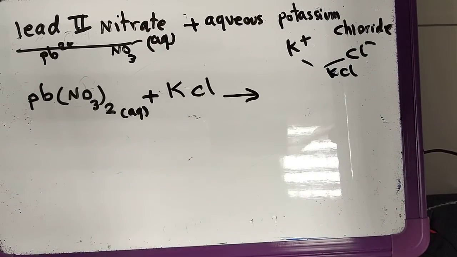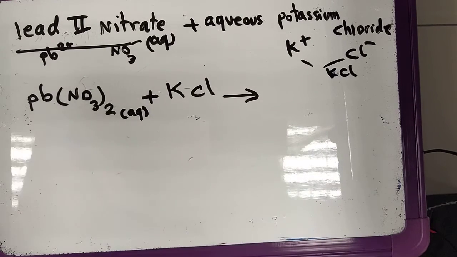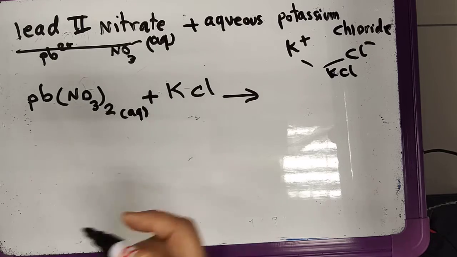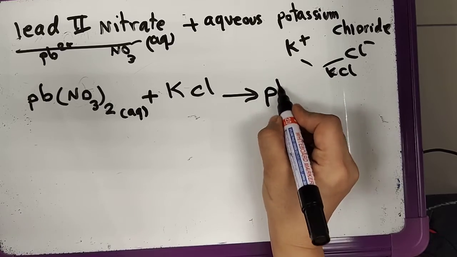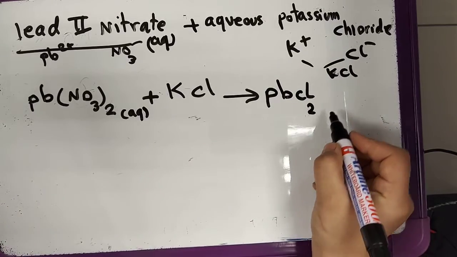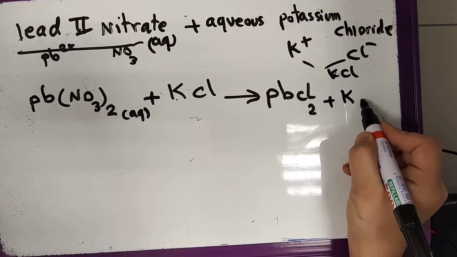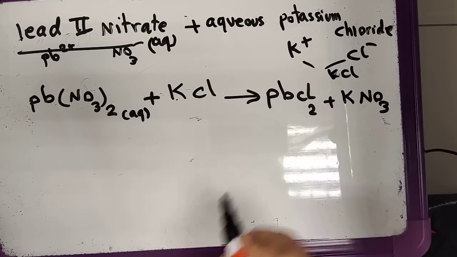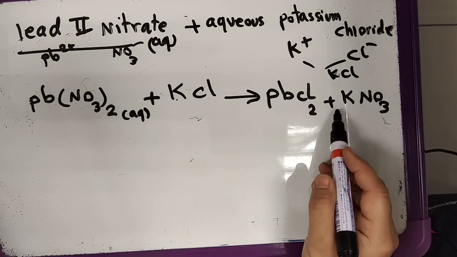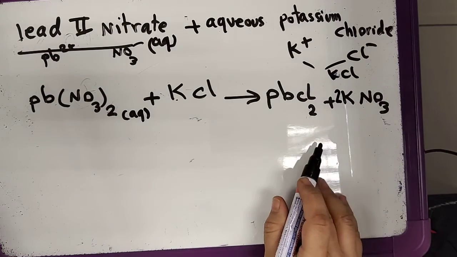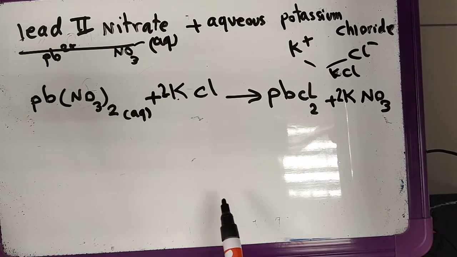Now you have to predict the product. So the product of this will be: Pb will take the Cl, so it becomes PbCl2, plus K takes the nitrate, so it becomes potassium nitrate. The next thing is to balance. Is it balanced? It takes 2, and it becomes 2, and this is 1 and 1, so now it is balanced.